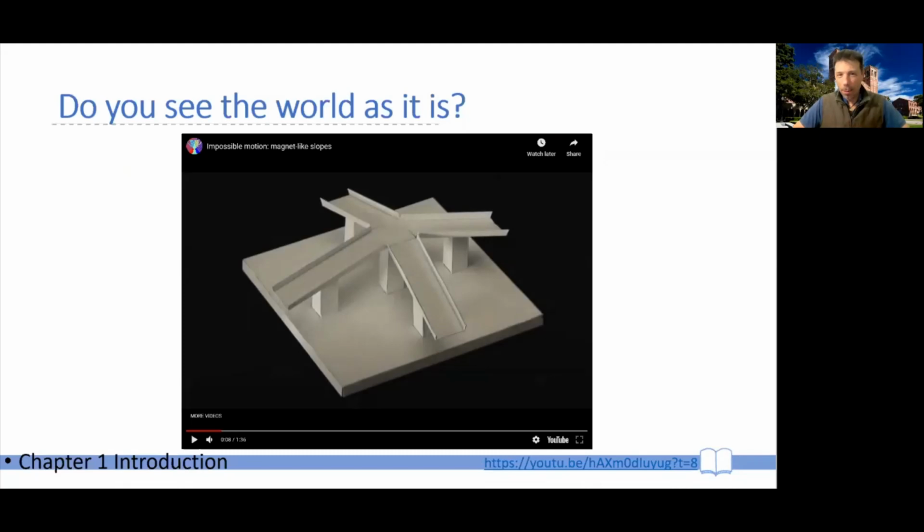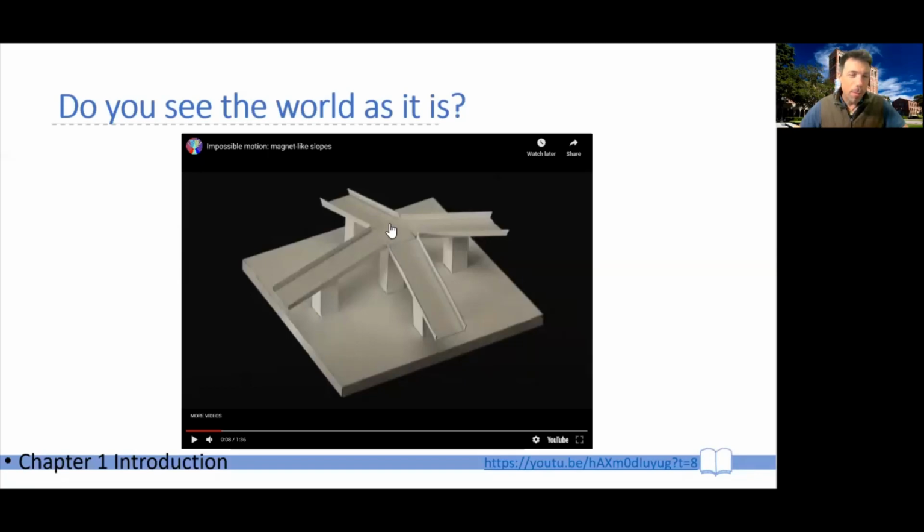Let me give you another example along similar lines. Look at this construction right here. Look at this object. If I were to take a ball and put it at the top here and push it a little bit along, in either of these four directions, what would you expect it to do? My sense is that you look at this and you think that, for example, if I took it here and I pushed it this way, it would roll down.